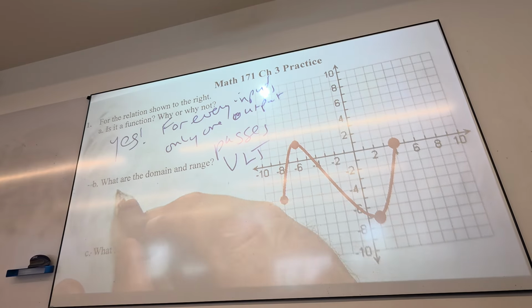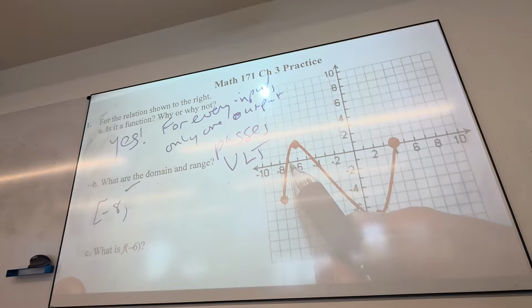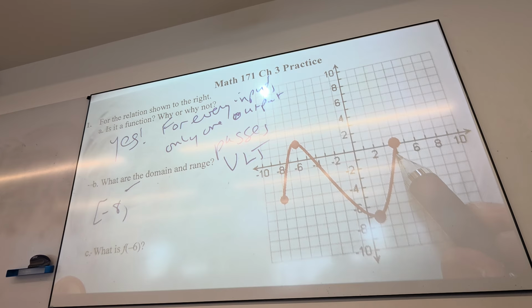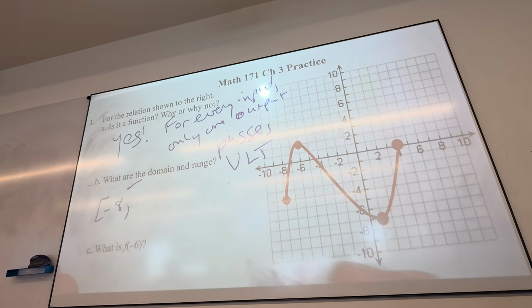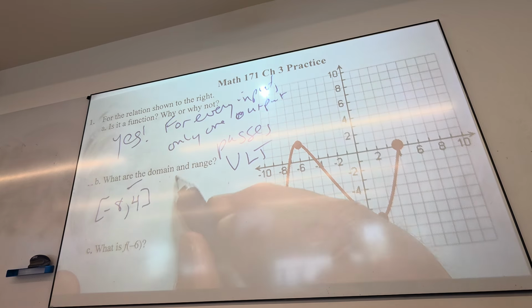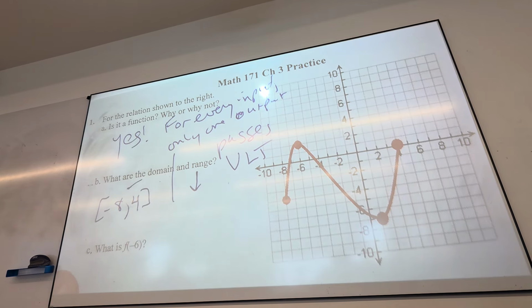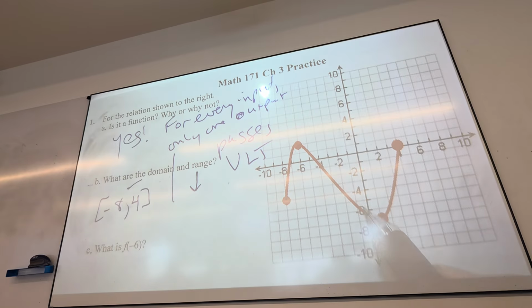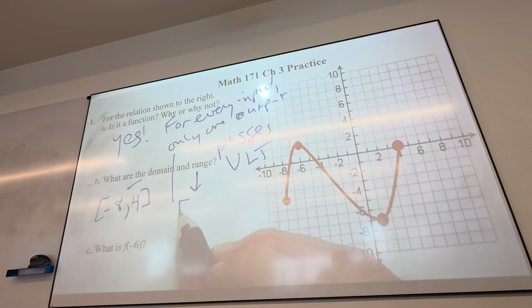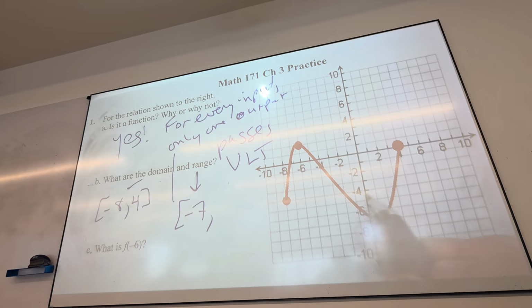So the domain starts at -8, and where does it stop having outputs? It has continuous outputs until 4. After 4, the poor dude doesn't exist anymore. Oh man. And then what about the range? I just have to do the same idea, except now I go along the y-axis, right? So what's the smallest output I get? -7. And then I get outputs until I hit 2.